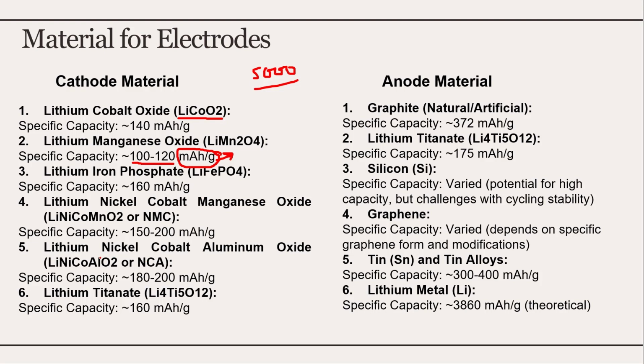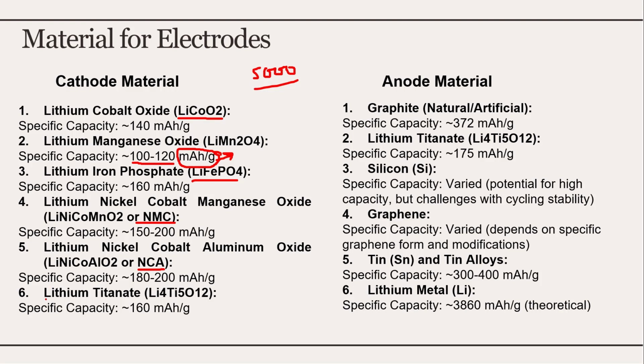And the NCA battery, or lithium nickel cobalt aluminum oxide. These batteries are used by Tesla in their electric vehicles. Apart from that, LFP batteries and NMC batteries are currently used in electric vehicles nowadays. And in India, LFP is more suitable as compared to NMC.